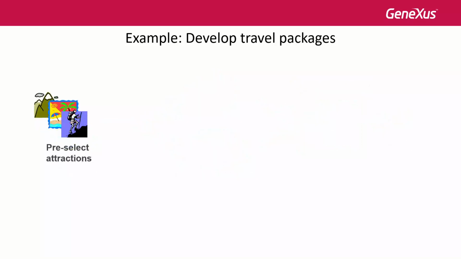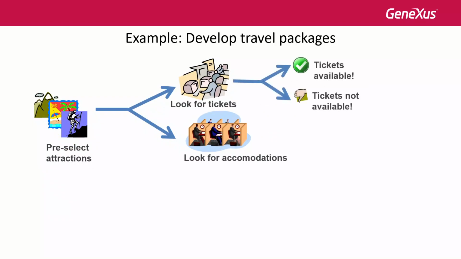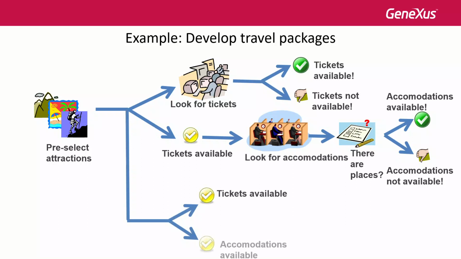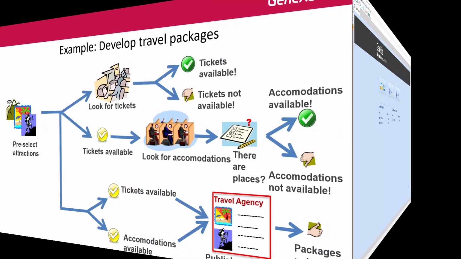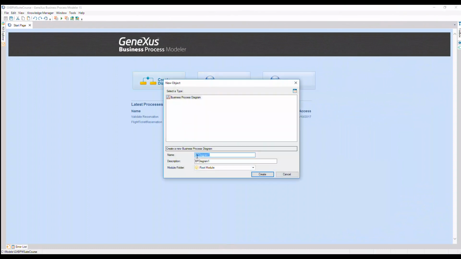This is to say, the inquiries to airlines and hotels must start at the same time, and if the minimum number of tickets is not obtained, the search for hotel rooms must be canceled. The process must guarantee that packages are only published when both tickets and accommodations are booked. To implement this process in Genexus, we open the Genexus modeler. We create an object of business process diagram type and call it develop travel packages.